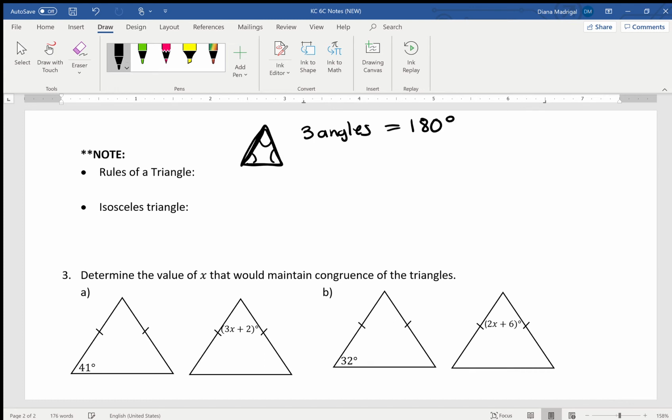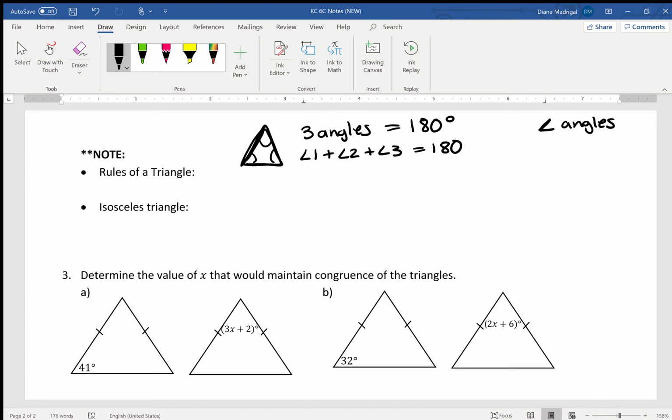Okay, the sign for angles I'm going to be using looks like this. That's the symbol for angles. So that means that angle 1 plus angle 2 plus angle 3 equals 180. You are always going to be adding the angles. They always have to equal 180 no matter what. You also know that all triangles have different sides, but there's a specific triangle that doesn't.